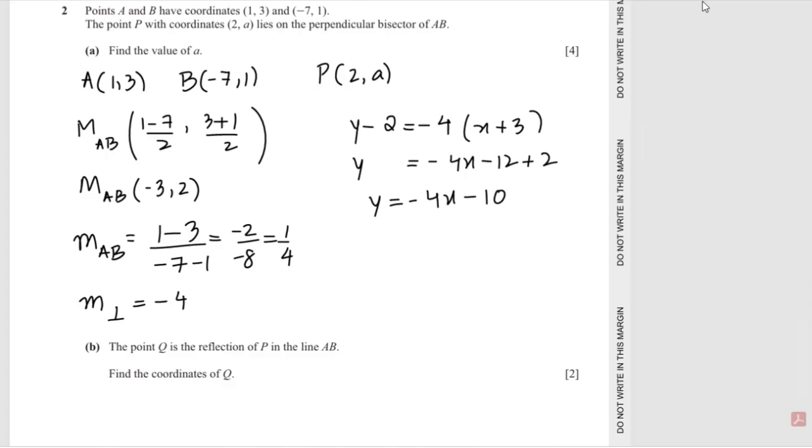Now, since P lies on this line, the perpendicular bisector, in place of y, substitute a, in place of x, substitute 2. So -8 and -10 is -18.